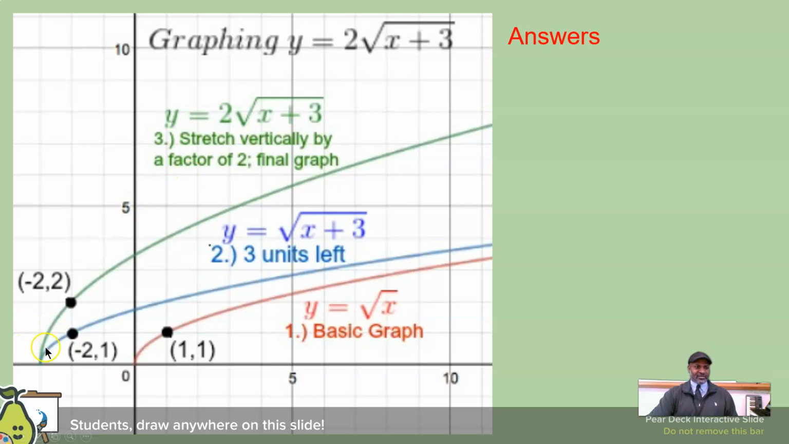And then look at this graph. Then if we look at the blue graph to the green graph, we stretched it by 2. Notice that they both start off in the same spot, but this graph got stretched. It didn't get shifted, it got stretched. All right, by 2. So that's what happened there.